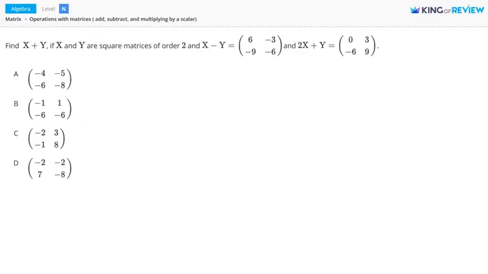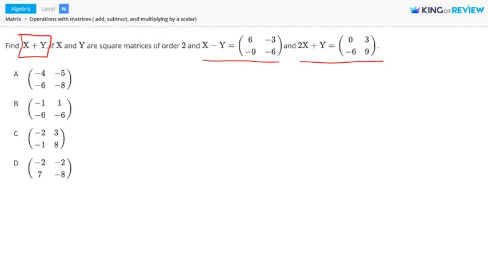In this problem, we're asked to find matrix X plus matrix Y, and we're given these two equations here. So what is a matrix? A matrix is a rectangular arrangement of numbers in rows and columns. Row by column is how you name the matrix. This is also its dimensions.